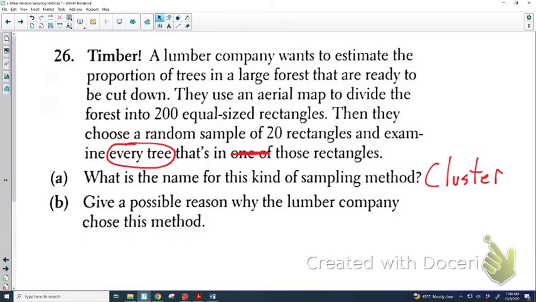A reason why this method was chosen? Well, think about the alternative. This sounds like a pretty monstrous forest. If you did an SRS or a stratified, you would have to number every single tree and sample them. This would be a lot of footwork. Already, this cluster sample is going to be a lot of footwork. But with SRS, you could be all over the forest, and with stratified, you're guaranteed to be all over the forest. So if time is an issue, cluster is going to save you a lot of time.